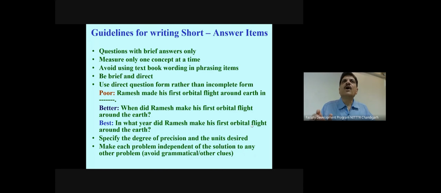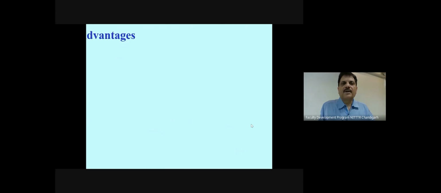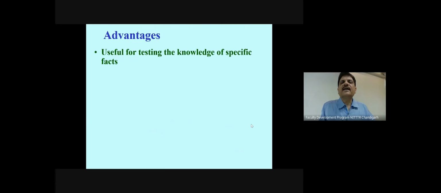And try to avoid grammatical clues. For example, name the authors who prepared the first IQ test. Authors. So you see there is more than one, and this gives him a hint. Now the advantages are that it is useful for measuring only the lower level of knowledge, that is knowledge about specifics.